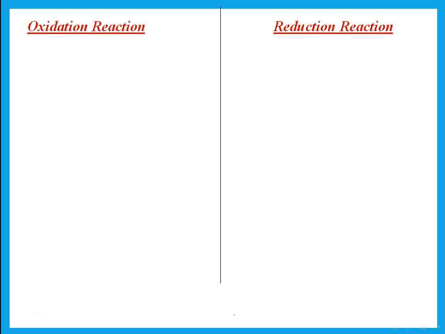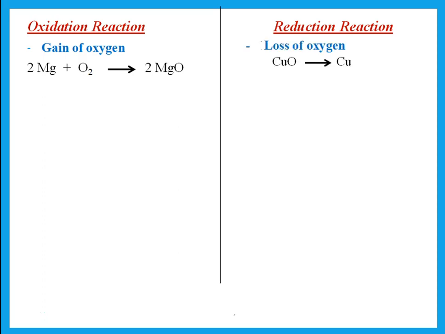Oxidation can be defined as the gain of oxygen. For example, if I have this kind of equation and the magnesium has changed to magnesium oxide, that means that the magnesium has gained oxygen, and we say that the magnesium has been oxidized. The opposite would apply to reduction. So if copper oxide changes to copper, for example, that means it has lost oxygen, and that is reduction.